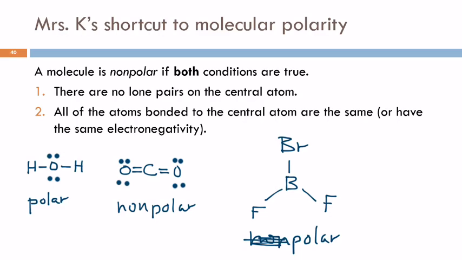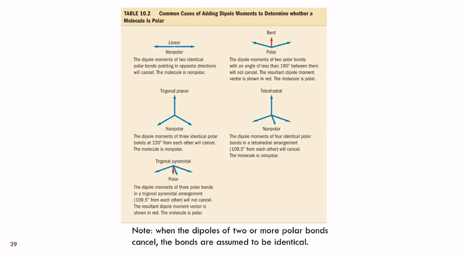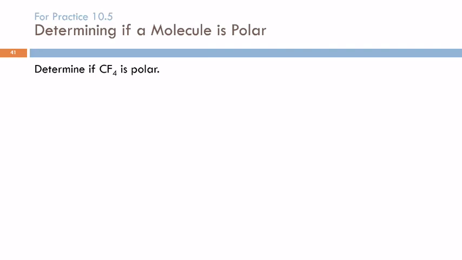Okay? So the vector addition business, if that didn't make sense to you, you're going to be okay. But you need to be able to do this. Okay? Any questions? Let's look at an example here. Determine if carbon tetrafluoride is polar. No. Correct, it's not polar.